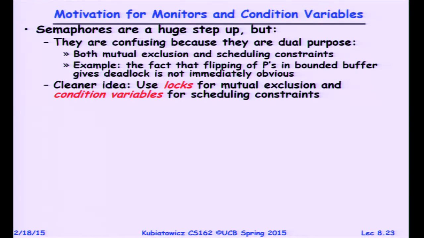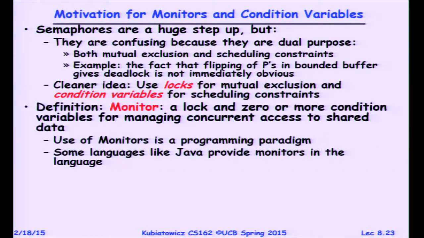When you put those together, you get what's called a monitor. The definition is: a monitor is a lock and zero or more condition variables. Obviously, the zero part is not very interesting, it's just a lock. But a lock plus zero or more condition variables gives me a monitor. And the monitor is a programming pattern that is embodied directly in several languages. For instance, Java gives you monitors natively in the language, and I'll show you that next time.